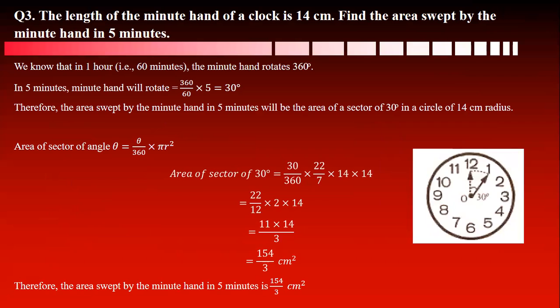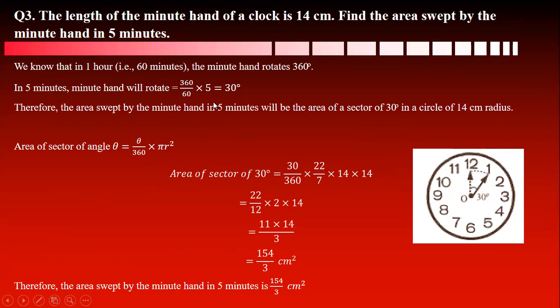Now, moving on to the third question. Length of the minute hand of a clock is 14 centimeter. Find the area swept by the minute hand in 5 minutes. Now, we know that for 1 hour, that is for 60 minutes, the minute hand makes a complete rotation, isn't it? That is, it goes 360 degree in 1 hour or 60 minutes. So for 5 minutes, it will be 360 by 60 into 5, which is 30 degree. So in 5 minutes, how much angle is it moving? It is taking 30 degree.